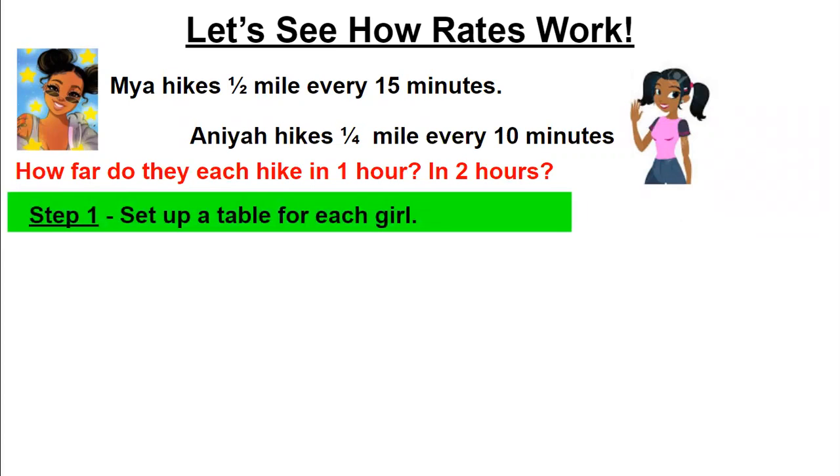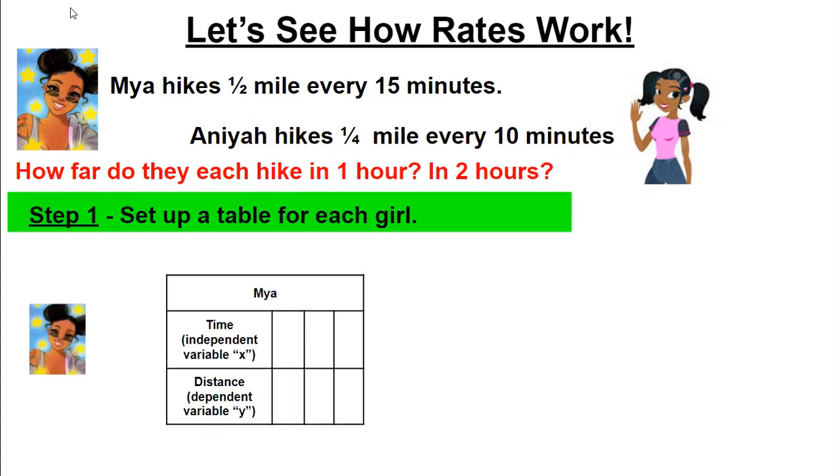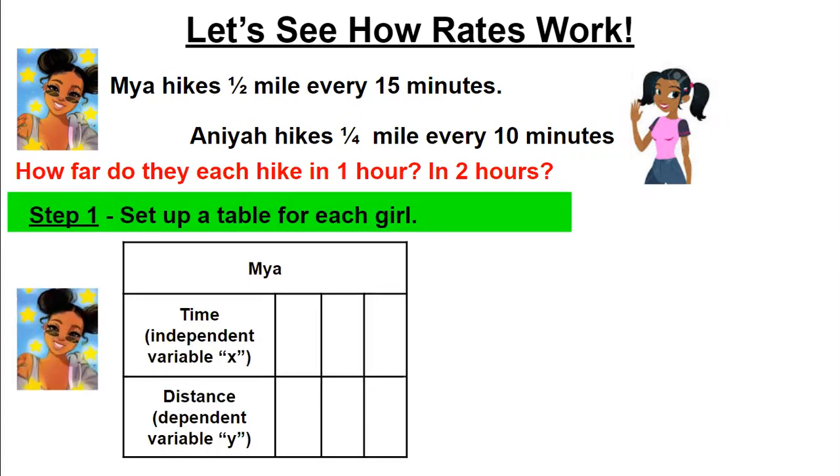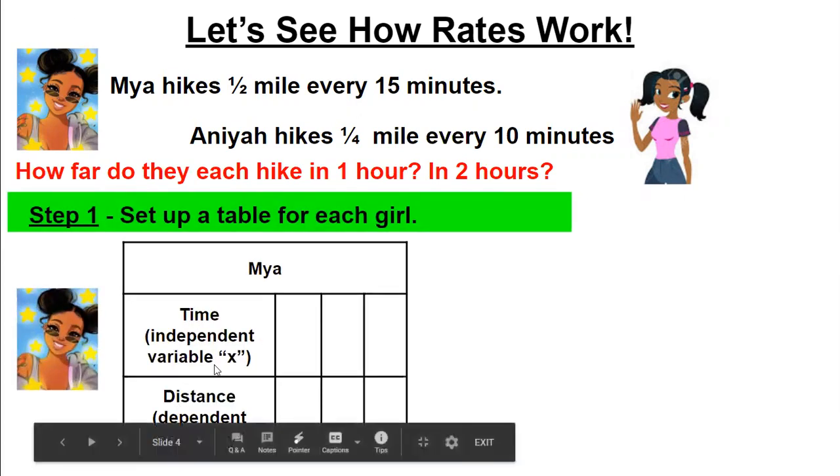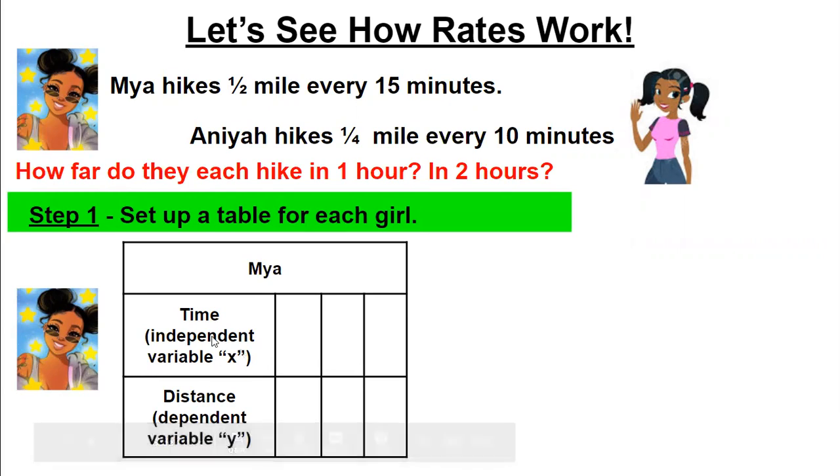Step 1, we're going to set up a table for each girl. So let's start with Maya. So we're going to make a table. So time is our independent variable down here. That's our x. Later on, we're going to be knowing x and y a little bit more. But for now, know that the independent variable is x.